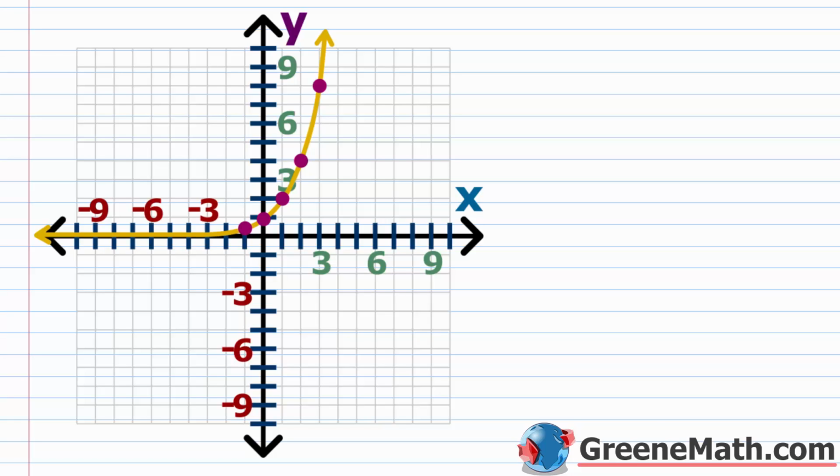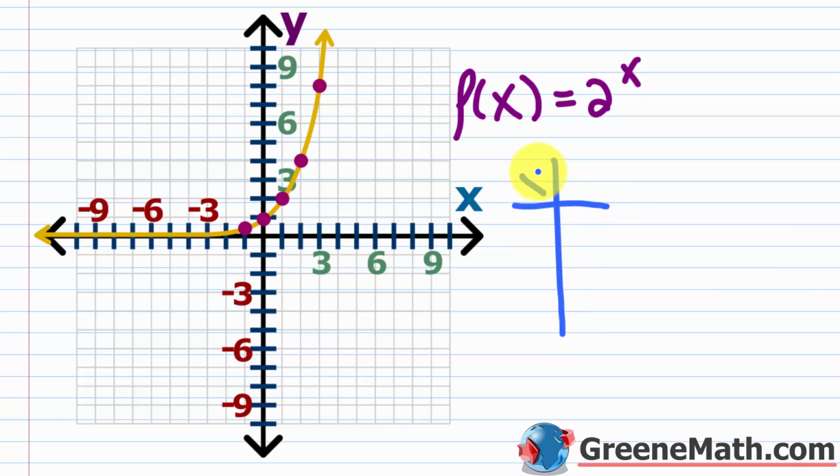I've already pre-drawn all of these because I'm a terrible drawer and these things are hard to draw. So I'm going to start with f of x is equal to 2 to the power of x. This is a typical example you'll see in your textbook. And the basic way to do this is just start out with making a table of values, just like you've always done.